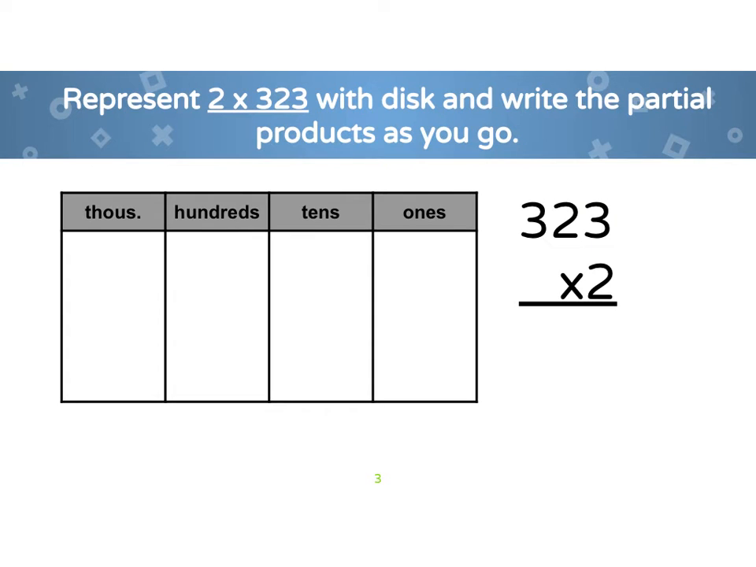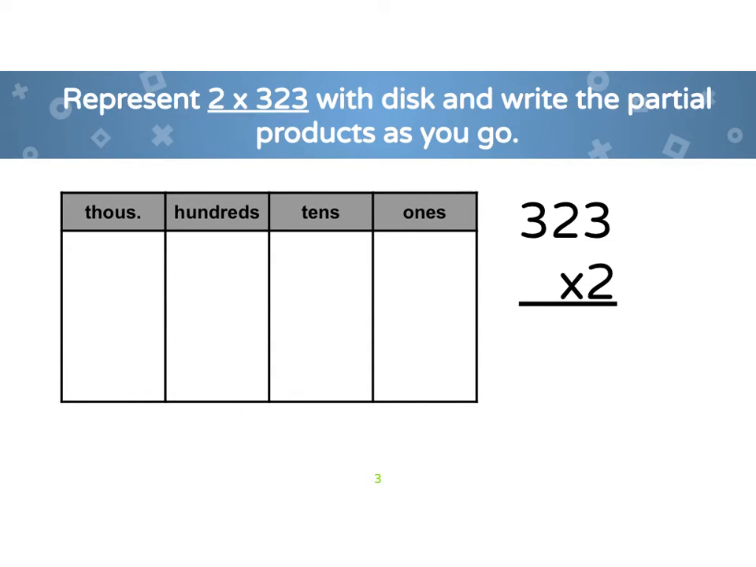Okay, so our numbers are just getting bigger today. Yesterday we had 2 digits by 1 digit. Today we're going to do 3 digits by 1 digit. So represent 2 times 323 with disks and write the partial products as you go. So let's think about this.